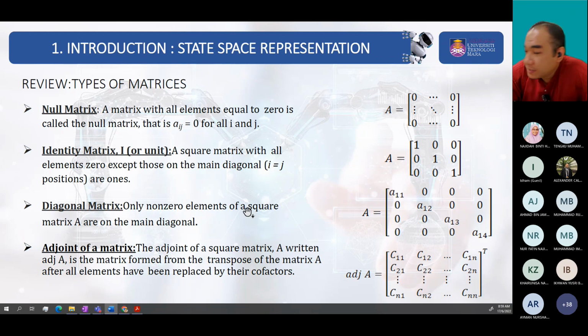And then the last one, the other one, is going to be the adjoint of a matrix. The adjoint of a square matrix A, written as ADJ A. Okay, manakala kamu nampak ADJ A ni is to imply that this is the adjoint of the matrix A. It is the matrix formed from the transpose of the matrix A after all elements have been replaced by their cofactors. Kita panggil matrix A, maknanya semua elemen dalam matrix A ni kita gantikan dengan dia punya cofactors dan kemudian kita apply transpose. Right. So apa itu pula cofactors? Okay, we go to the next slide.